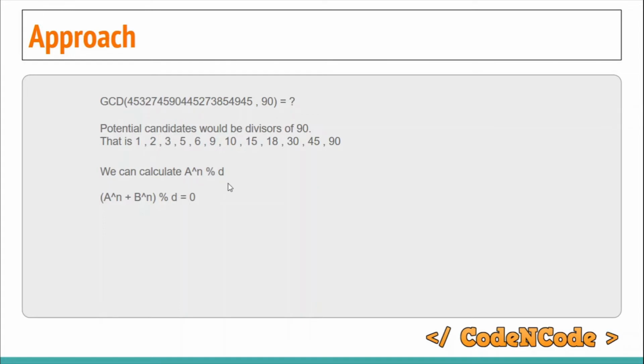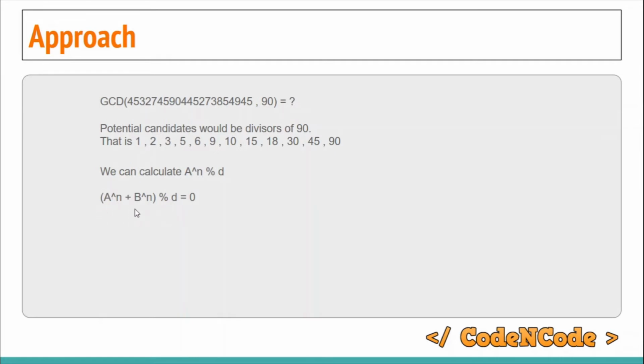Now what we are going to do is, we would run a loop from the first to the last potential divisor, and then we would calculate a raised to power n plus b raised to power n modulo d. If a raised to power n plus b raised to power n modulo d comes out to be 0, which means a raised to power n plus b raised to power n is divisible by this divisor, we would find the maximum such divisor which leaves 0 remainder when calculated for this expression.